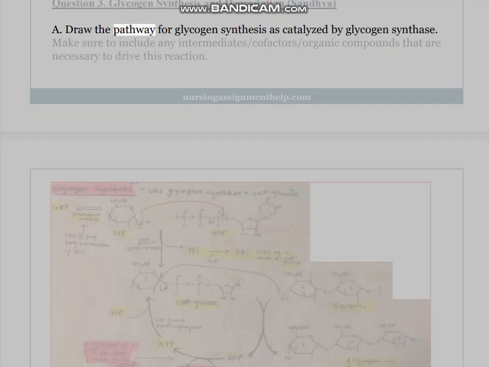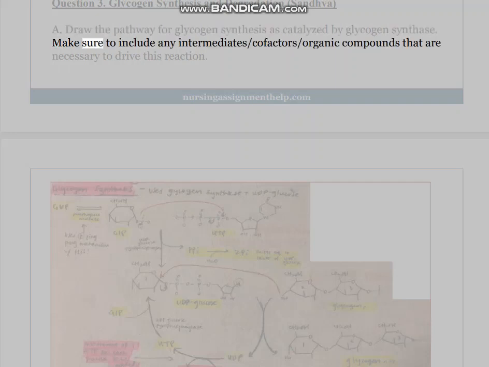Question 3. Glycogen synthesis and degradation, Sandhya. A. Draw the pathway for glycogen synthesis as catalyzed by glycogen synthase. Make sure to include any intermediates, cofactors, and organic compounds that are necessary to drive this reaction.